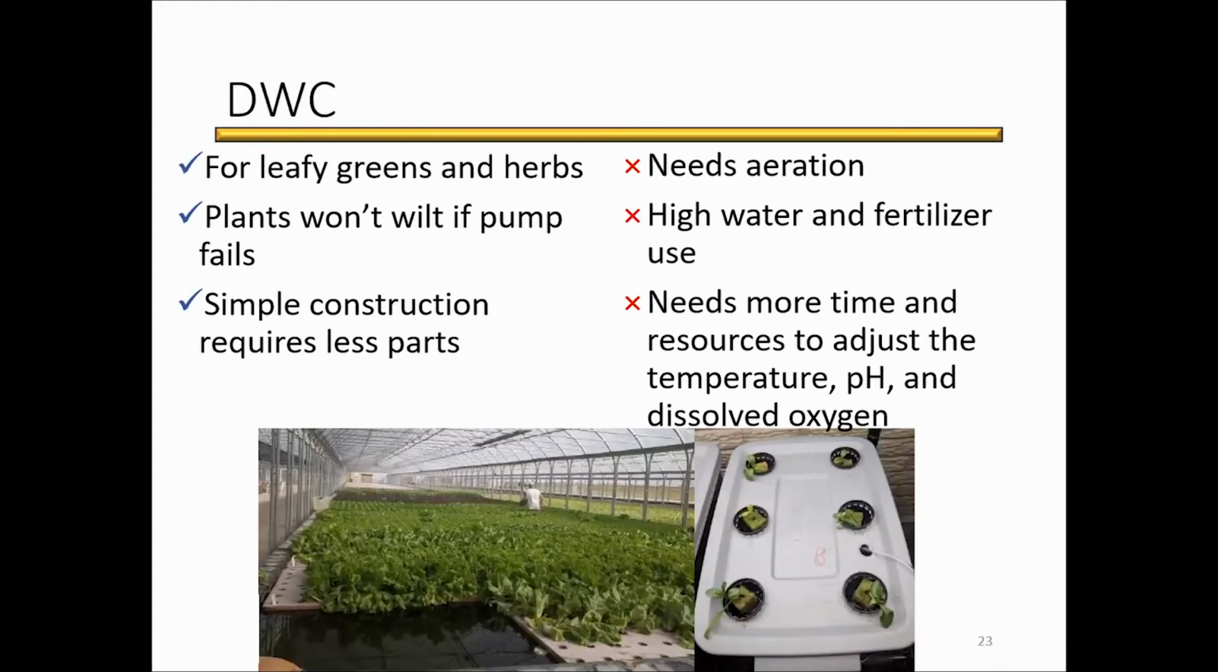However, it needs aeration, so you need an air pump system, a system to pump air into the water. And you end up using a lot of water and fertilizer. Still, less water and fertilizer than what you will use when you grow these kinds of crops at these yields in the field. So with a higher volume of water, it's going to be a little bit more difficult to adjust temperature, pH, and dissolved oxygen in the system, but it is doable.